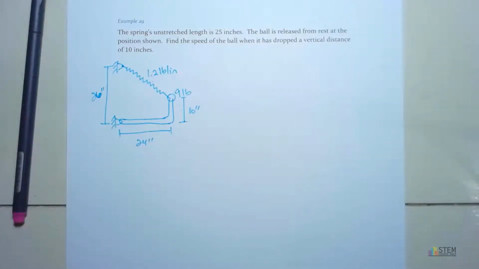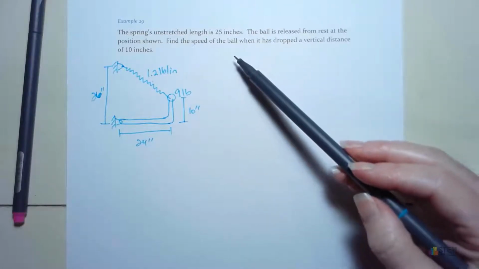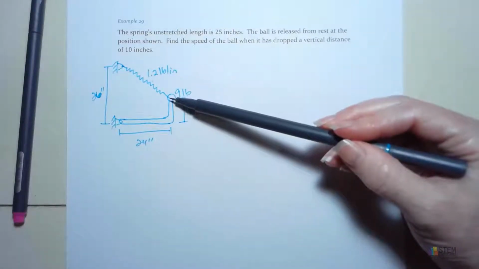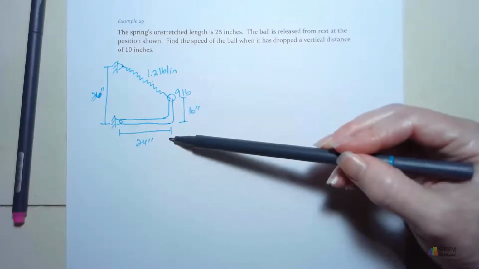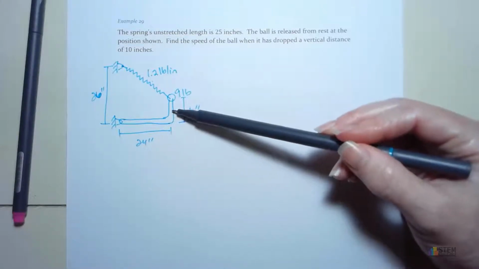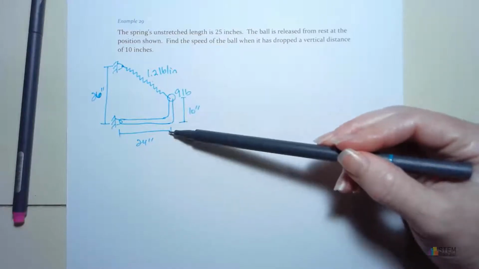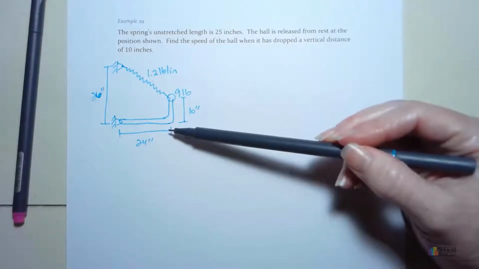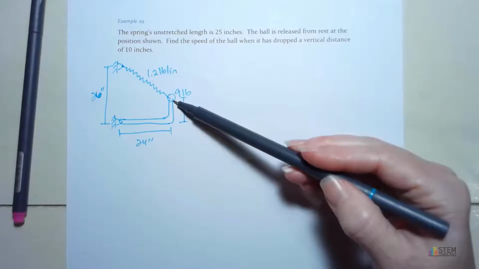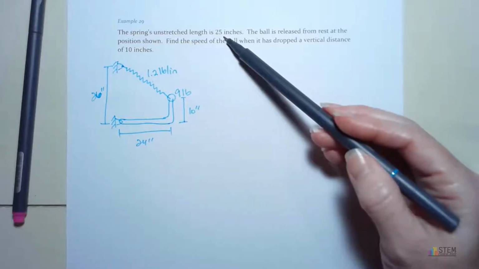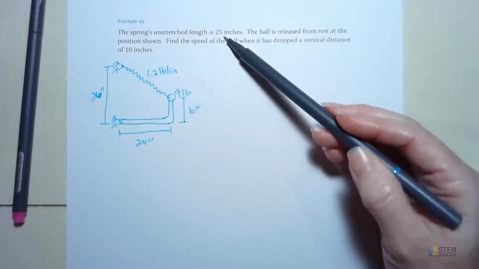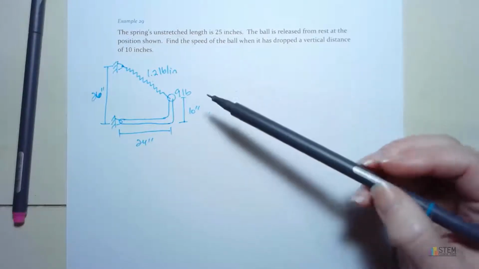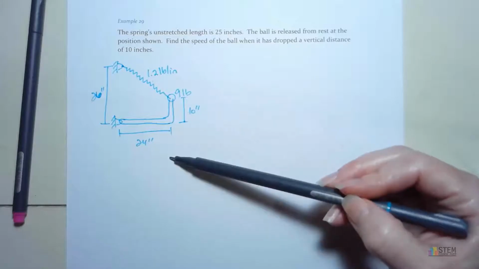Now what we're going to do is we're going to have this ball drop down 10 inches. Think of it being held in place here, we let it go, and then it drops down 10 inches. Now we want to find the speed of the ball once it's dropped down that vertical distance of 10 inches. It's going to be released from rest at this position, and we're also given the unstretched length of the spring. So the unstretched length is 25 inches. All right, so we're initially at rest, and then the ball is going to drop down.